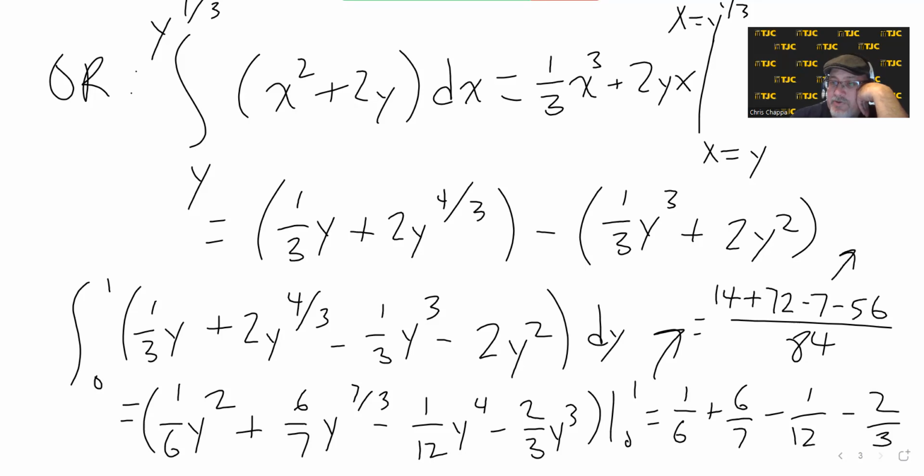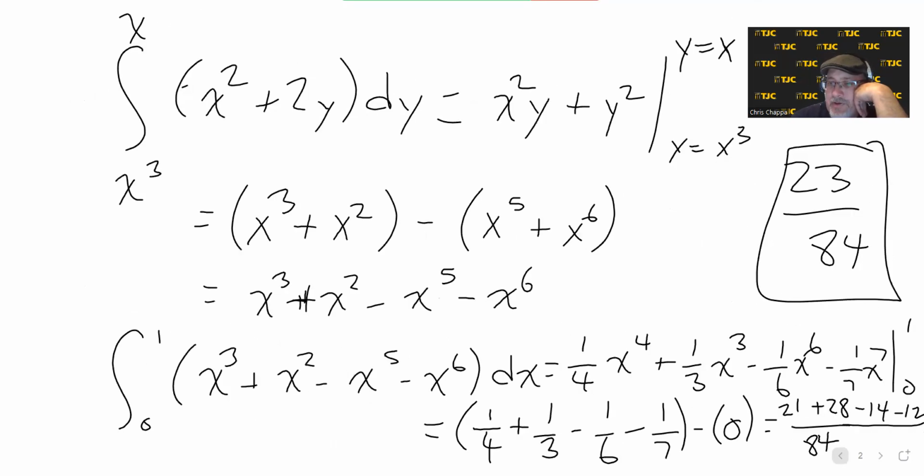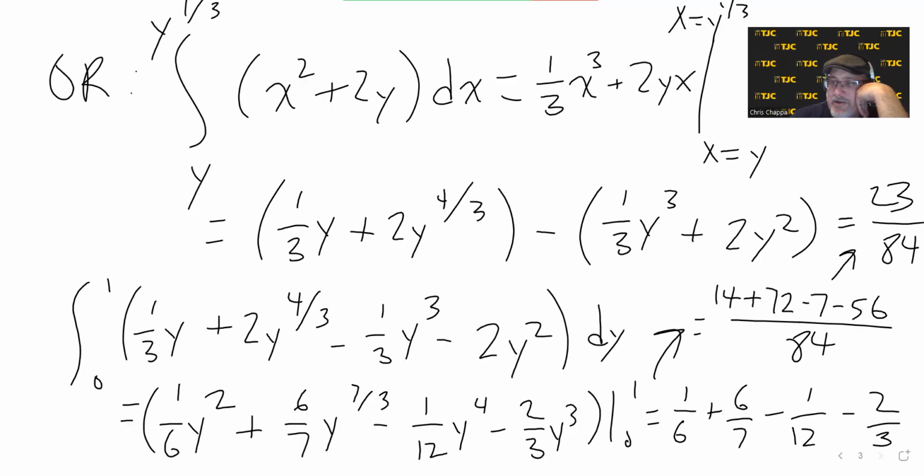So now we would have to put together the numerator terms. Let's see, 14 and 72 is 86. 86 minus 7 is 79, and 79 minus 56 is 23. Is that not what we got before? Oh, good, it was. That answer just sounded funny.